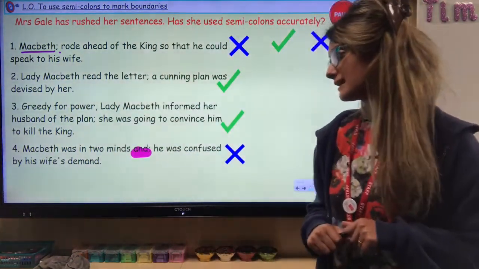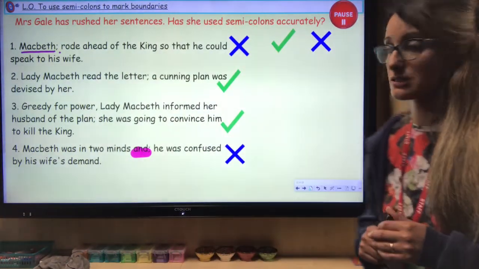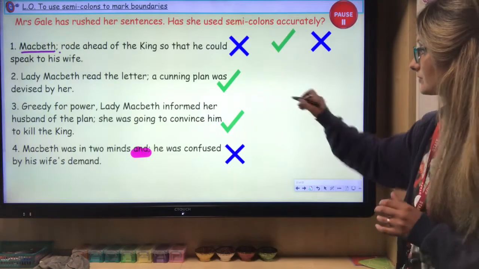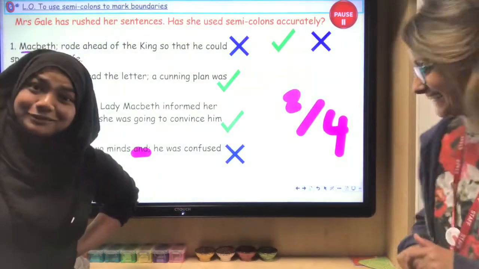Macbeth was in two minds and, full stop, he was confused by his wife's demands. It doesn't grammatically make sense, so it cannot be correct. Okay, so 2 out of 4. That is 50%. That's not too bad.